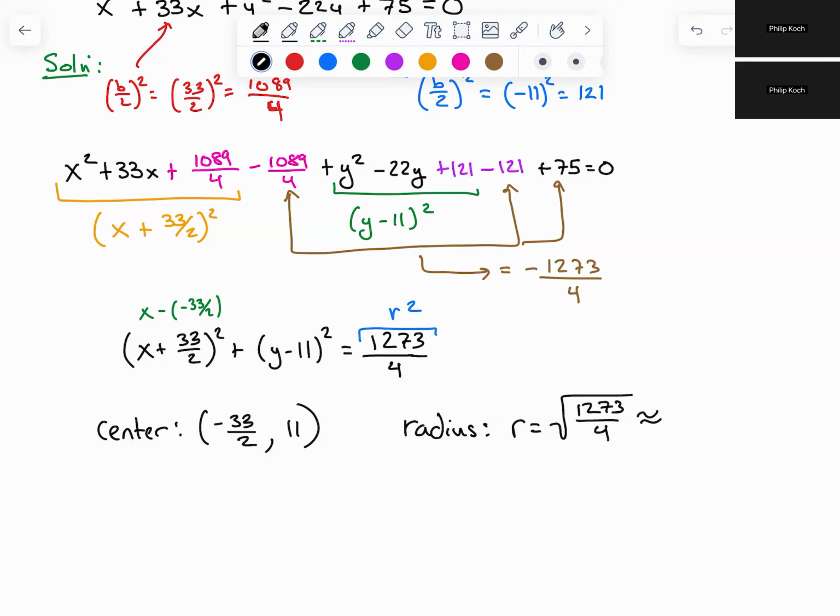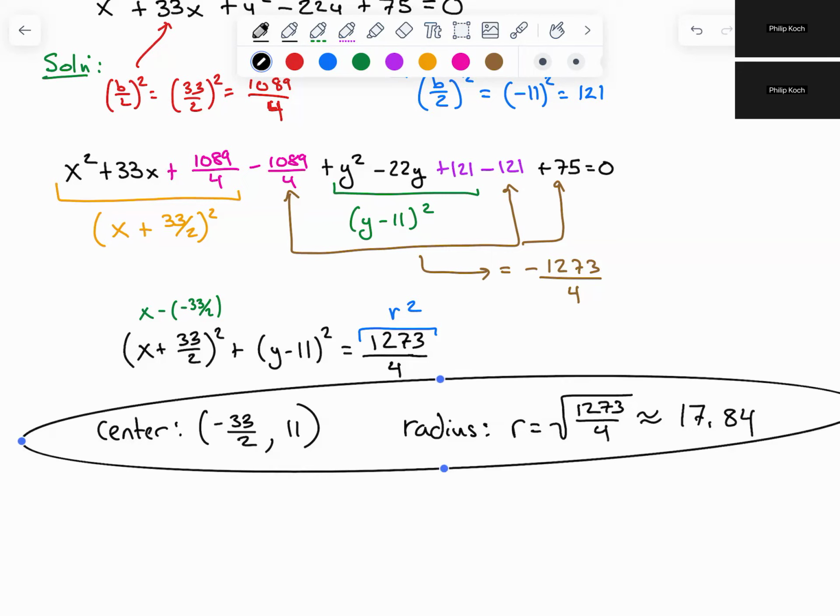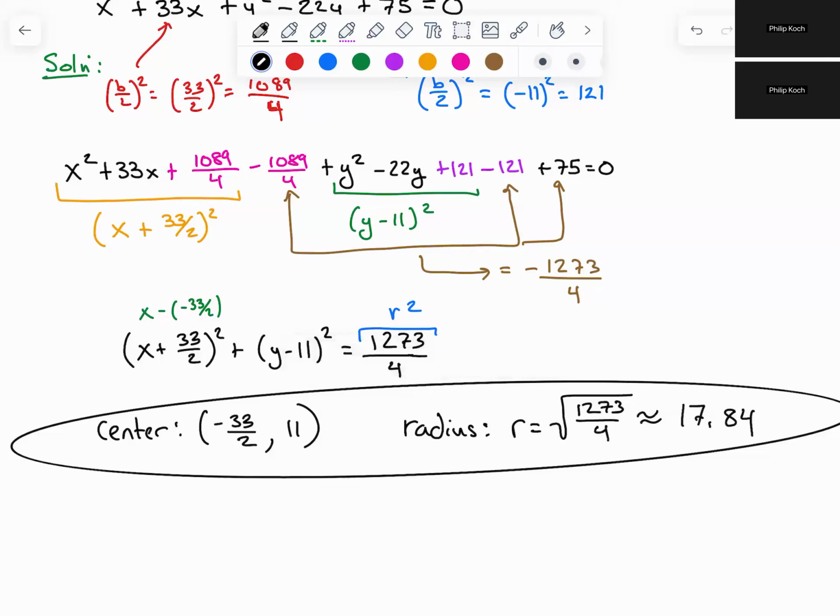And so as your teacher, what I'll tell you is, if you're not getting a nice radius, if you're not getting a whole number, it probably means you made an algebra error somewhere, okay? So that's going to be approximately 17.84. And that is our answer. The question wasn't asking for the standard form, but we did it because we needed the standard form to find the center and the radius.